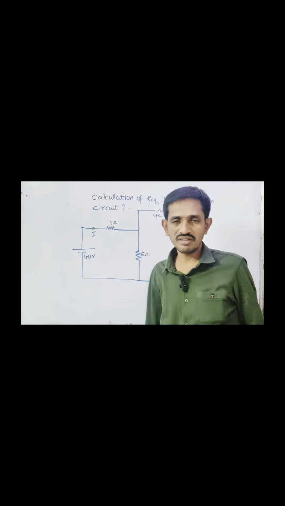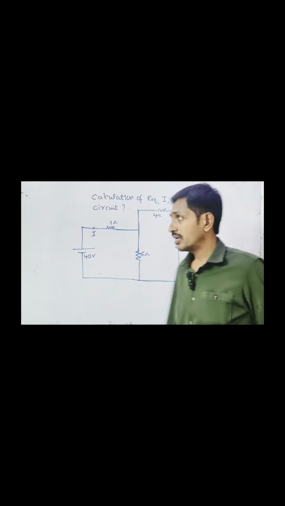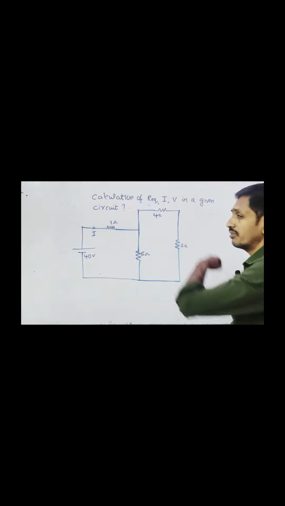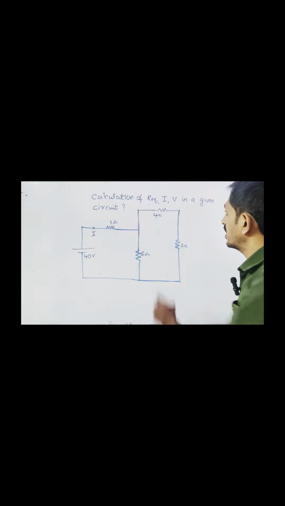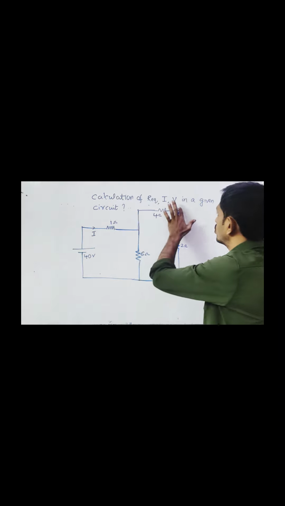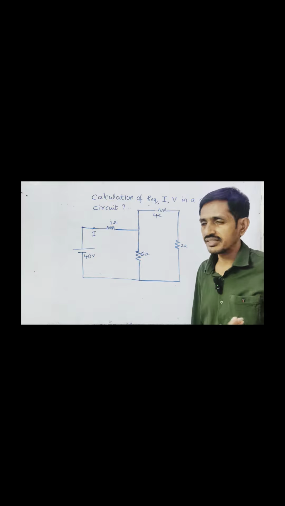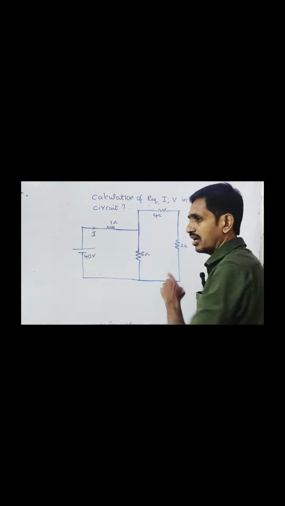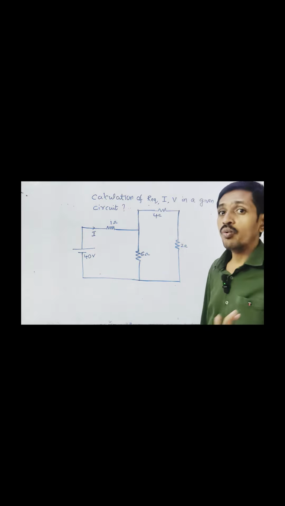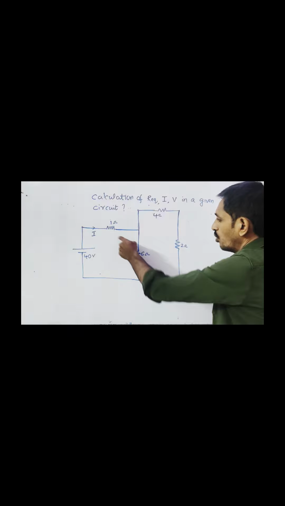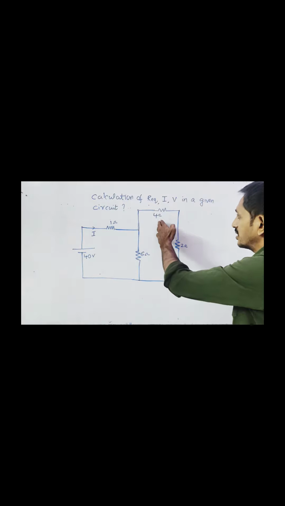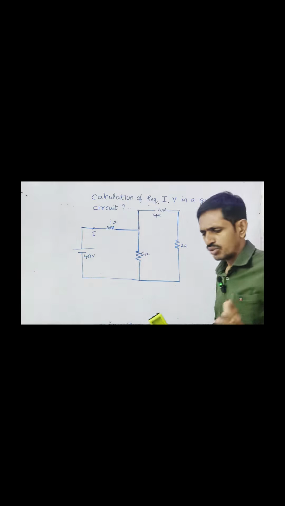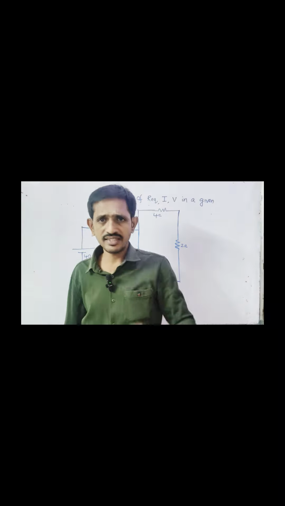Today I'm going to teach you an important problem in JEE Mains, that is the calculation of equivalent resistance and current drawn by this battery, and also the potential difference across each and every element. We also call it the voltage across 1 ohm, voltage across 6 ohm, voltage across 4 ohms and 2 ohms. And these are questions you may definitely be asked in the examinations.